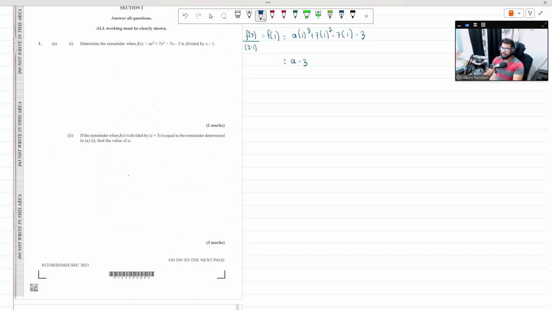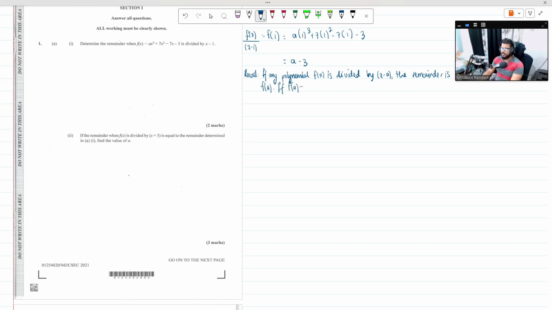Now we used the remainder theorem for this. So I have to quote the remainder theorem. I see Dylan coming in here. So I'll recall, if any polynomial f of x is divided by x minus a, the remainder is f of a. That's the remainder.